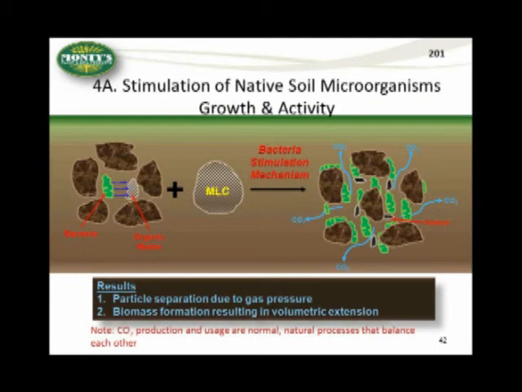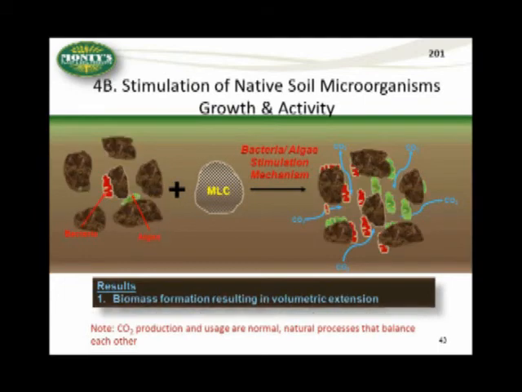There are other types of bacteria, such as autotroph bacteria, which are also stimulated by liquid carbon. However, they use carbon dioxide as a carbon source, and so they're absorbing carbon in this case. So in this particular mechanism, biomass formation increases in that soil, resulting in volumetric extension, resulting in increased soil structure, improved soil structure.